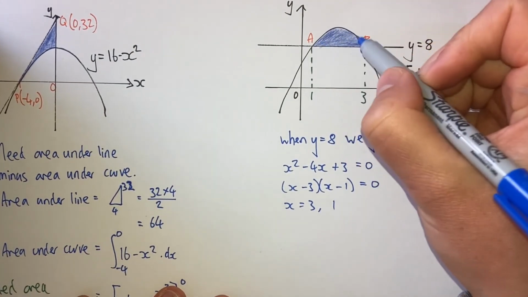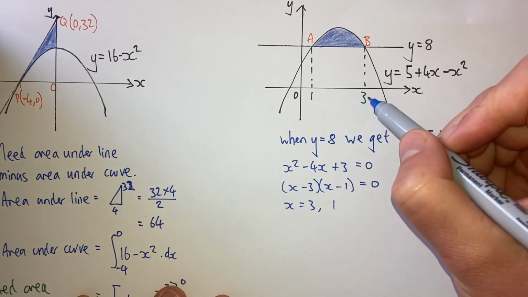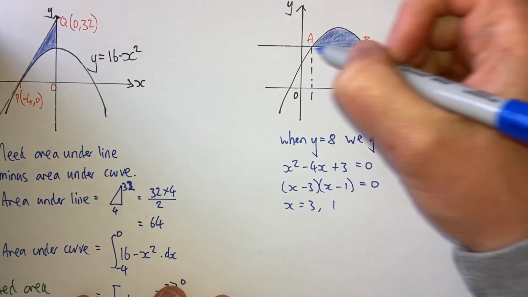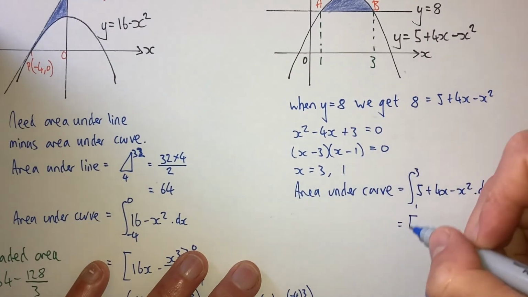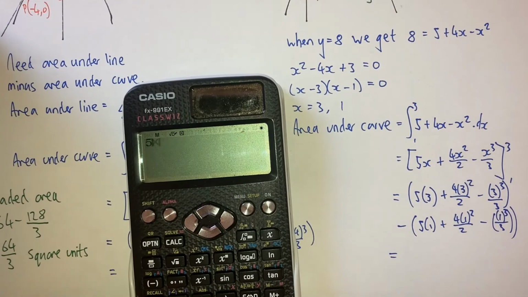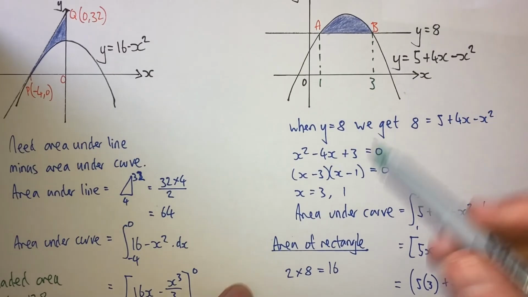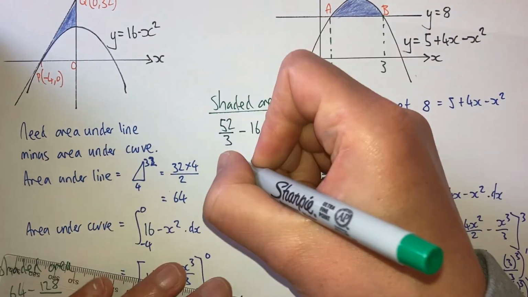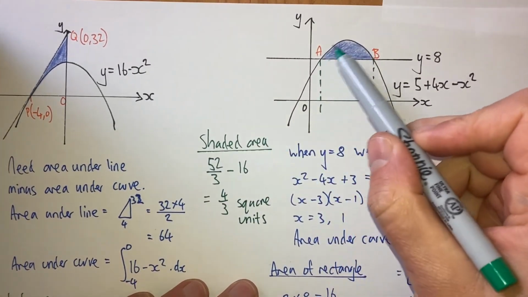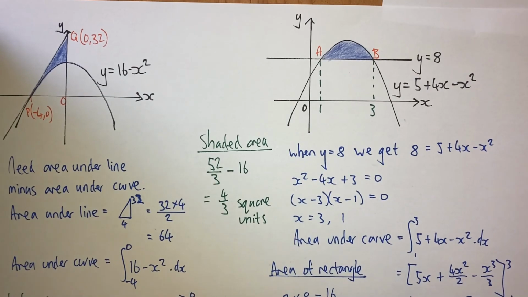So now I can evaluate this area here by doing the area under the curve between 1 and 3 minus the area of this rectangle here. So here we have the area of the rectangle, 2 multiplied by 8, which is 16, and then the area under the curve is equal to 52/3. So we need to do the area under the curve minus the area of the rectangle to get the shaded area. So the area of this shaded bit here is 4/3 square units.